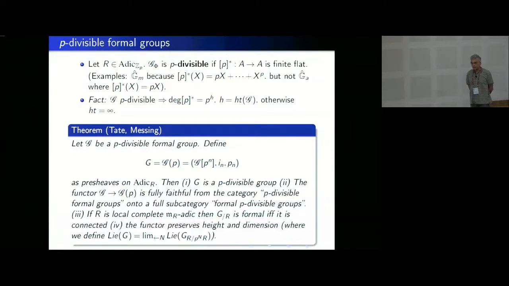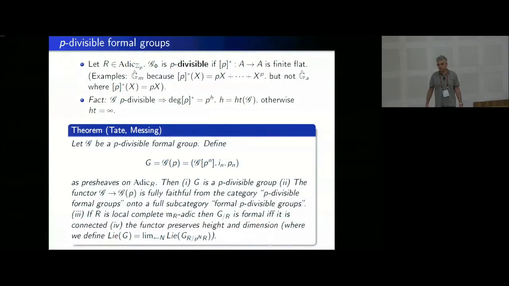And the functor that takes a p-divisible formal group to this p-divisible group in the sense of Tate is a fully faithful functor from the category of p-divisible formal groups onto a full subcategory that obviously we will call formal p-divisible groups. So the two adjectives have changed their order. Either we start with a formal group that is p-divisible, or we obtain a p-divisible group that is by definition formal. And in the case where we have described the connected-étale exact sequence, being formal is the same as being connected.